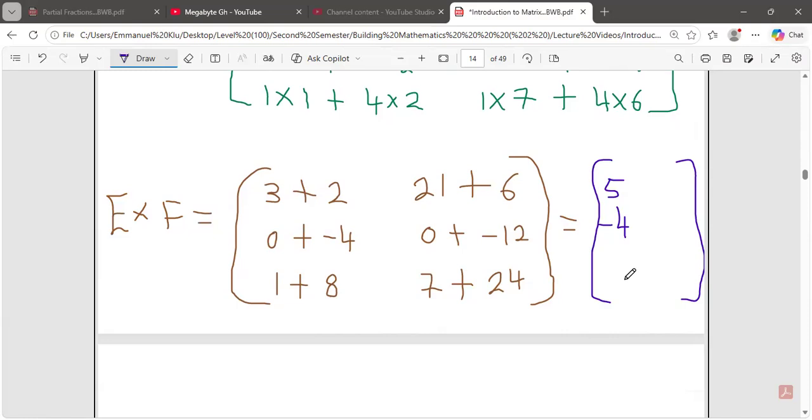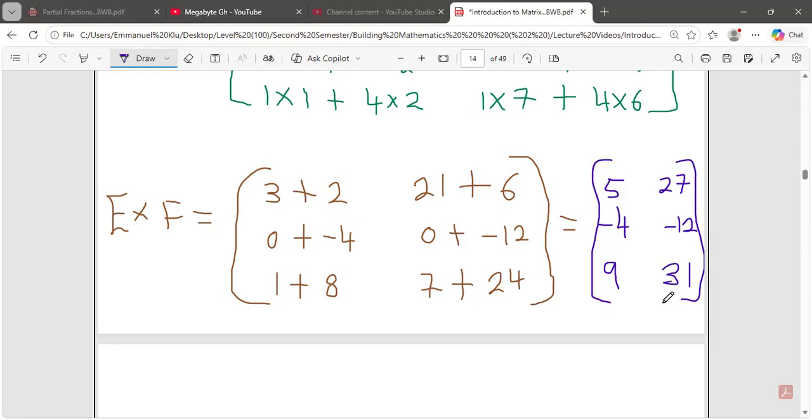1 plus 8 is going to give us 9. And also, 21 plus 6 is just going to give us 27. Also, this is just going to leave us with an answer of negative 12. As simple as that. And then the last but not the least, 7 plus 24 is just going to give us 31. 7 plus 24 will leave us with what? 31.